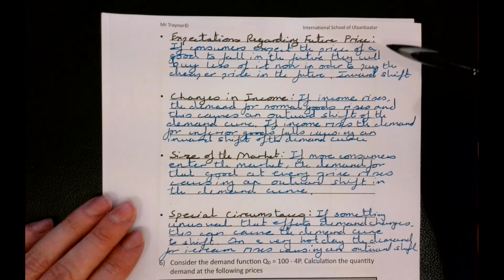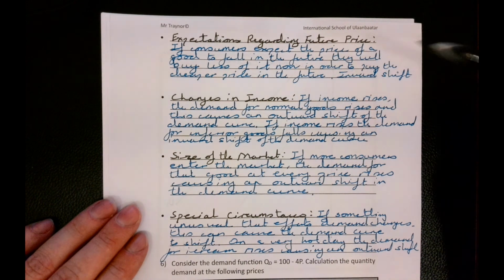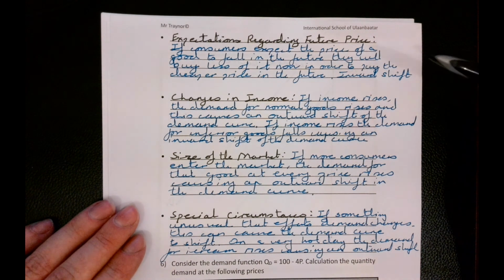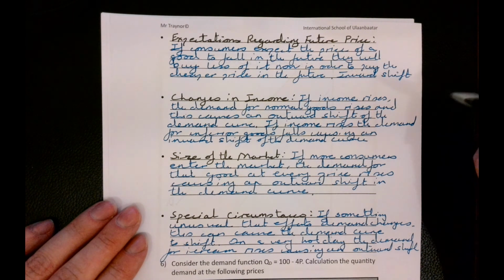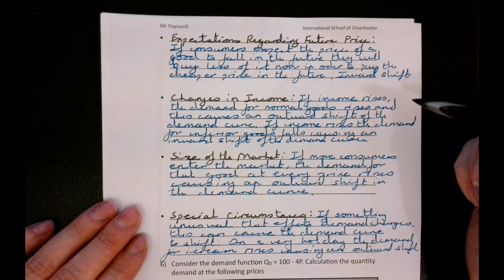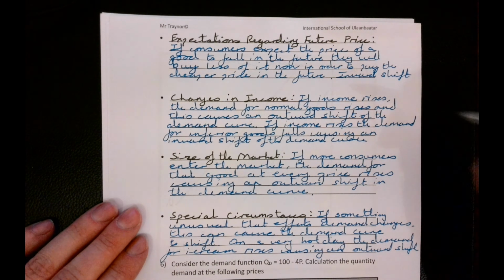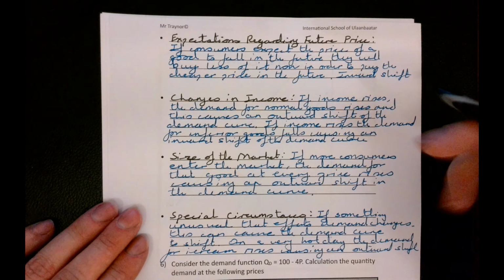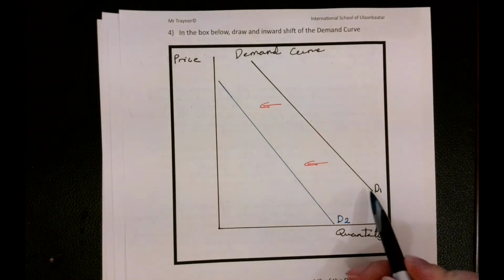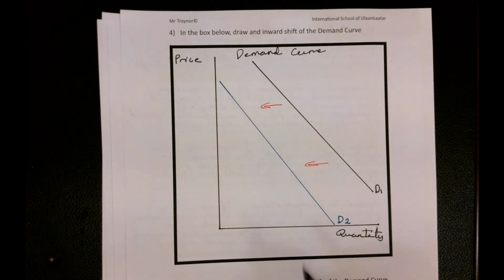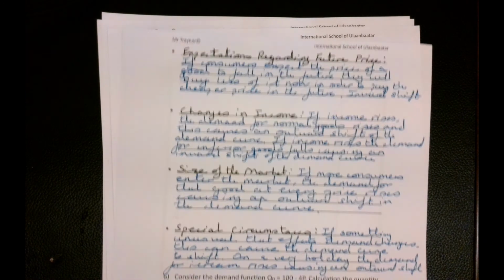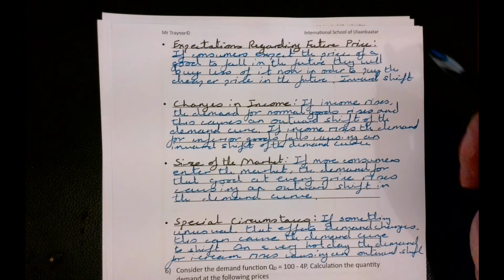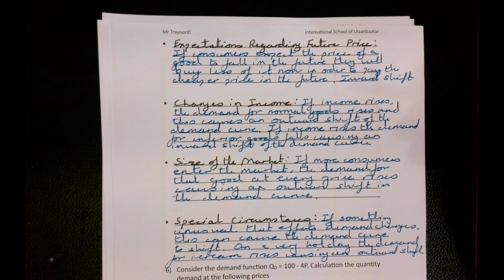Okay, so expectations regarding future price. If consumers expect the price of a good to fall in the future, they will consume less of that good today in order to buy it at the cheaper prices in the future. That will cause the demand curve to shift inwards today. That means consumers will buy less today and more tomorrow, or whenever the price becomes cheaper. And they're not necessarily right, it's what consumers expect to happen.